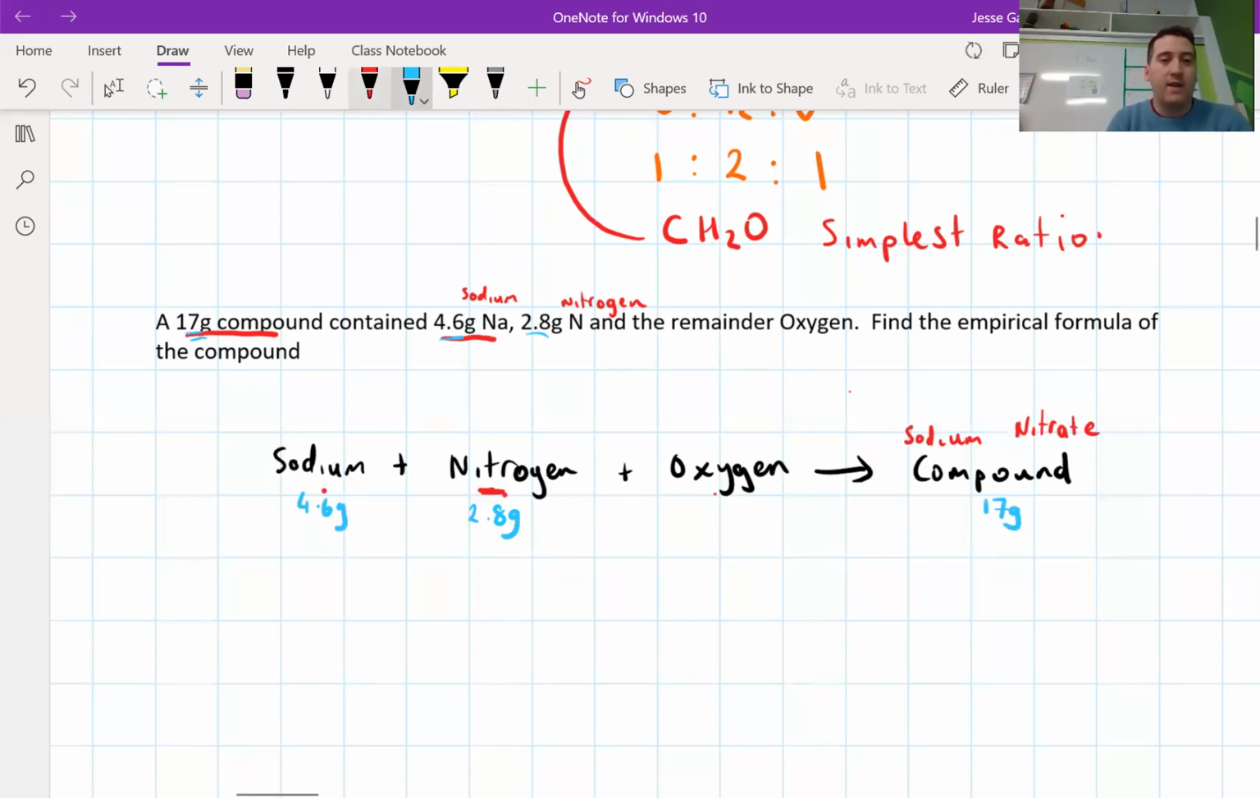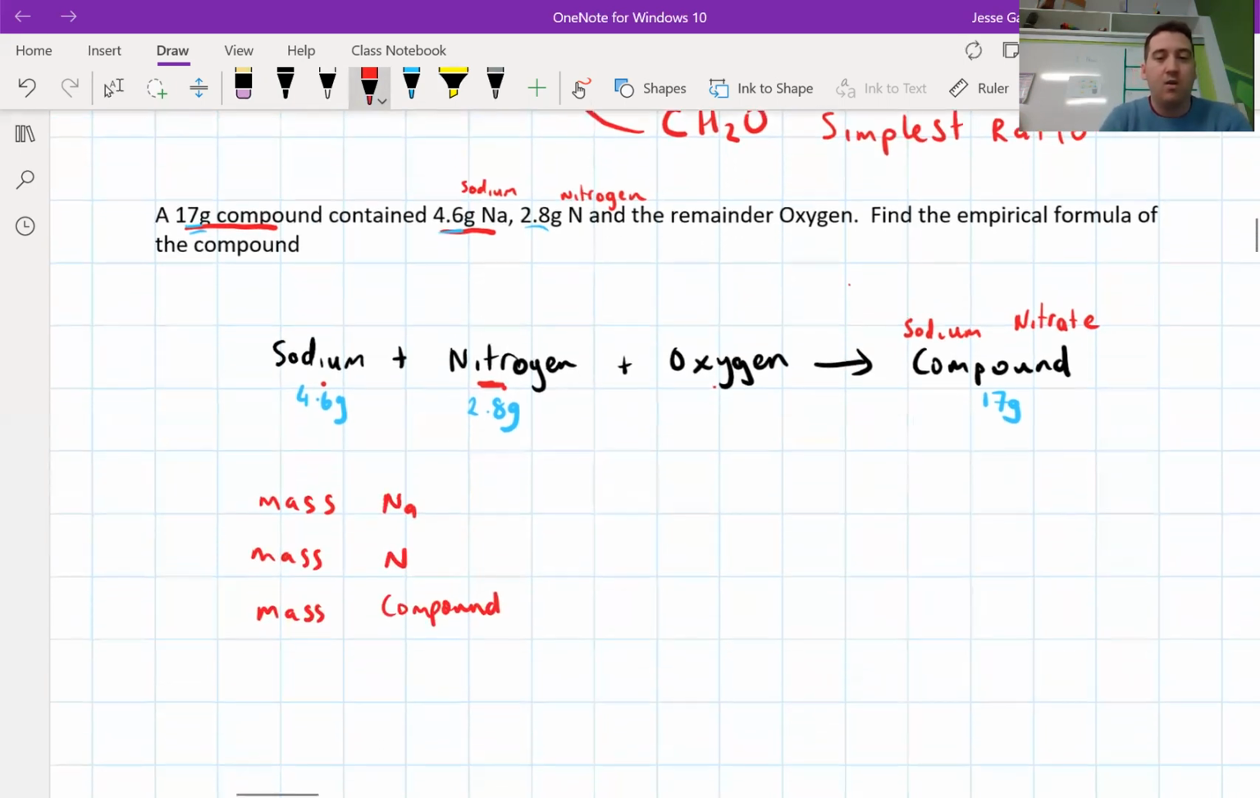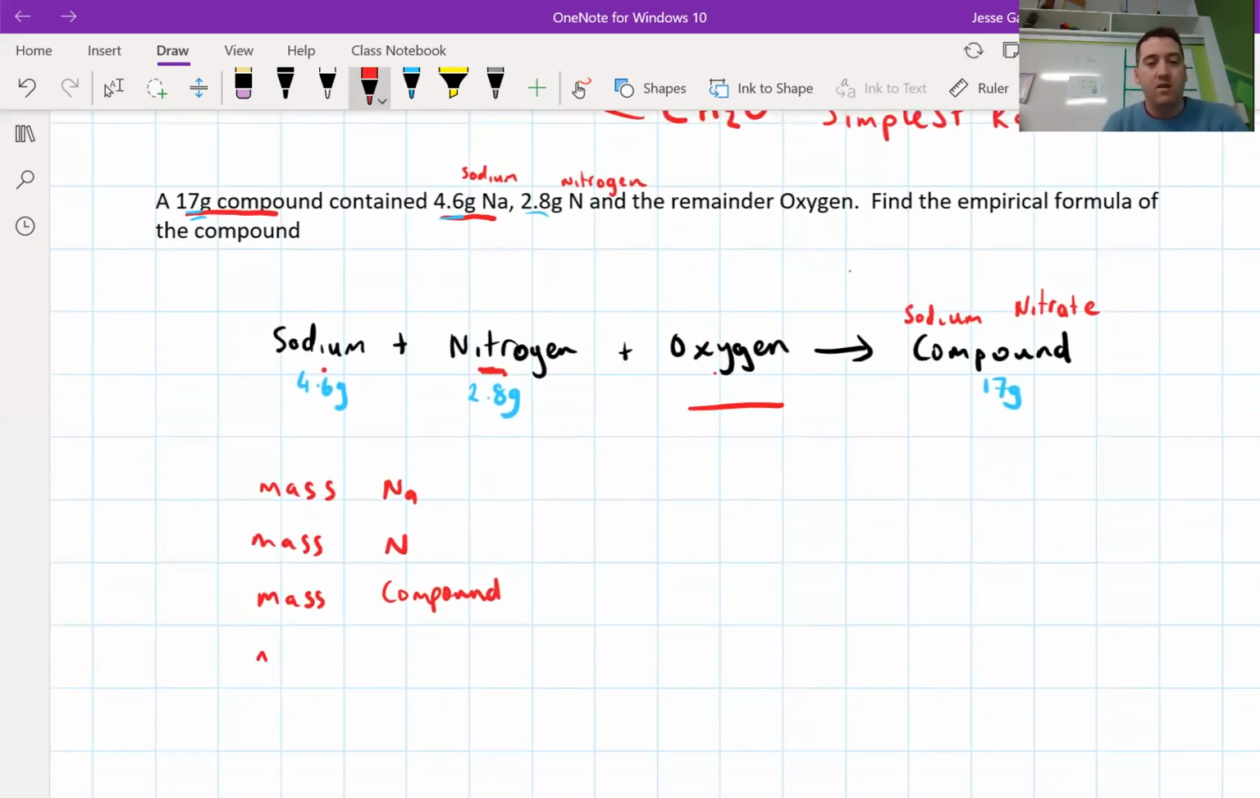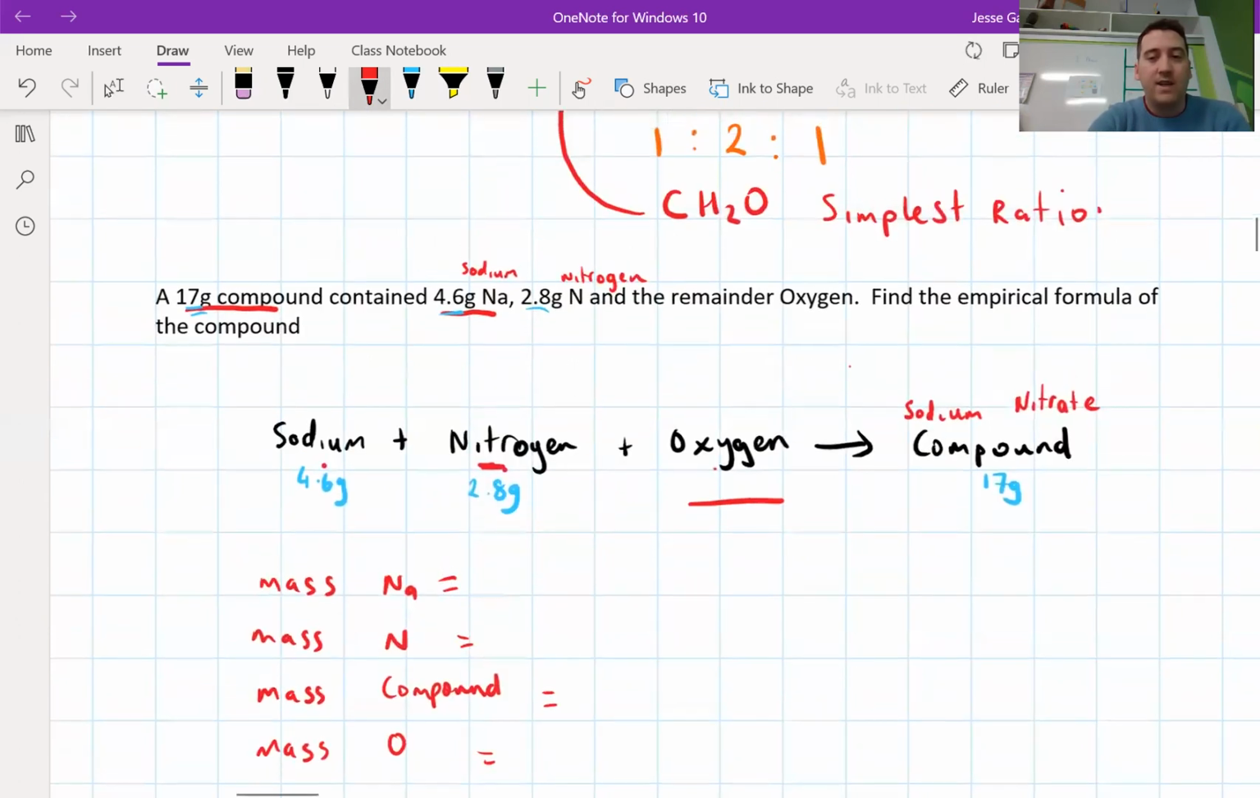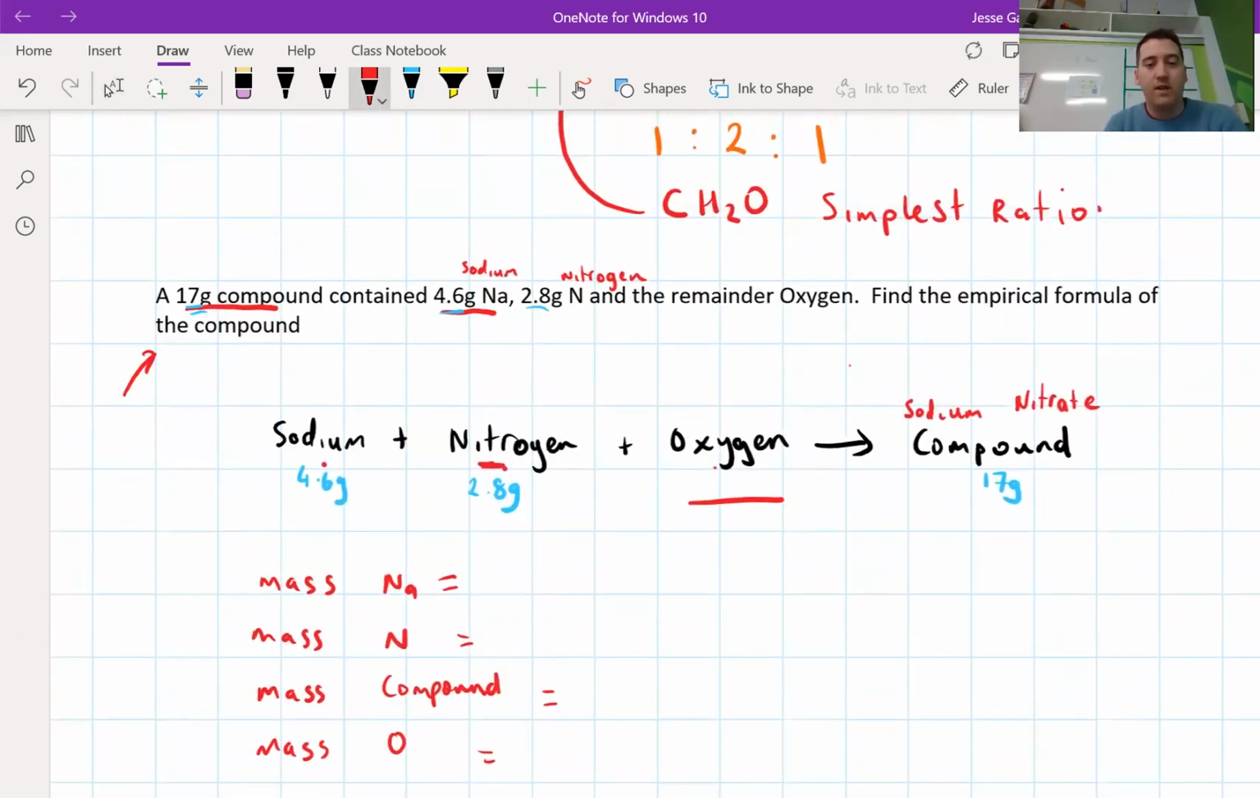So now we're going to summarize that. I'm going to write down the outline of the summary, and you're going to go ahead and work out what each one is. So we've got the mass of Na, the mass of N, the mass of the compound. Lastly, we're going to need to know what the mass of the oxygen is, this blank here. So we're going to need to know that mass of O. So I'm going to get you to pause the video, write down everything, make sure you do have the question at the top, write down the outline and work out what each of these is equal to.